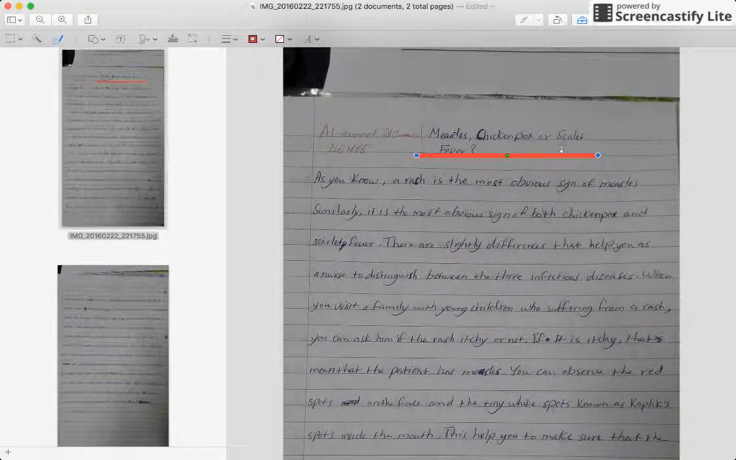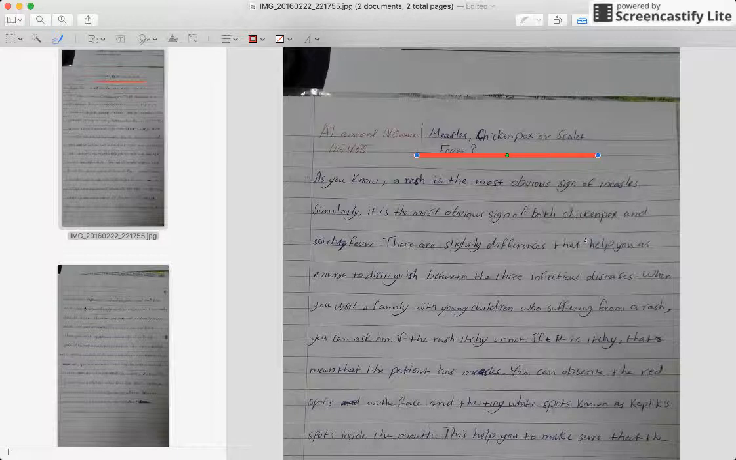Okay, let's just see how you did here with the paraphrasing. Measles, chickenpox, or scarlet fever? Question mark. Okay, good. That's a good title, I think. As you know, a rash is the most obvious sign of measles. Similarly, it is the most obvious sign of both chickenpox and scarlet fever. Okay, good. There are slight differences that.